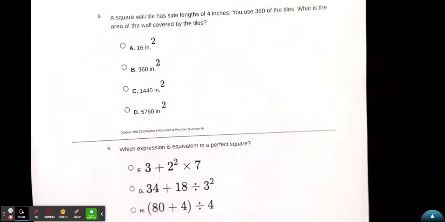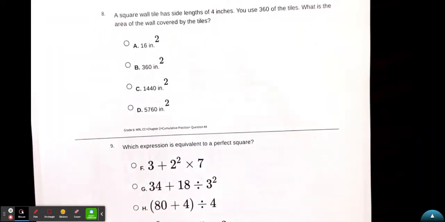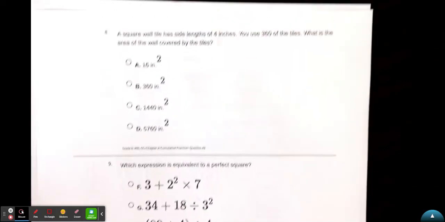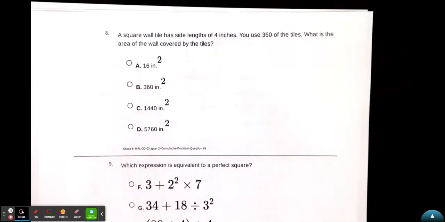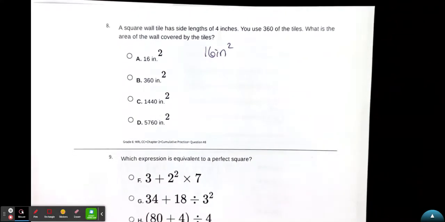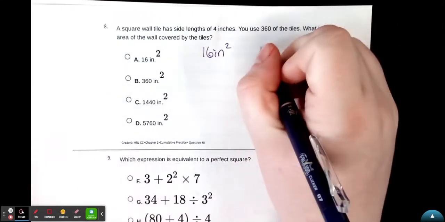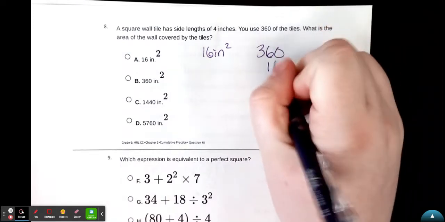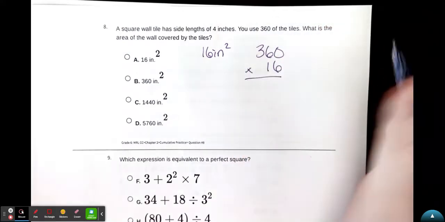A square wall tile has side lengths of 4 inches. You use 360 of the tiles. What is the area of the wall covered by the tiles? So for this one, we are going to figure out the area of each of the wall tiles. So each one is 4 by 4, which is 16 square inches. So you might be tempted to say, oh, it's A. But we use 360 of these tiles. So we have to do 360 times the area of just one of them to figure out the total area.